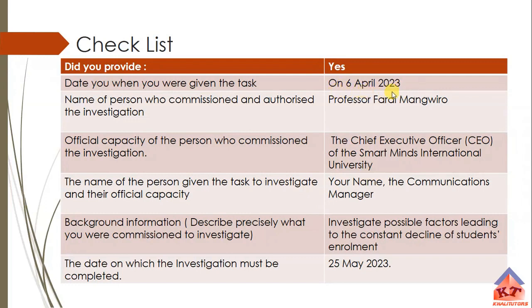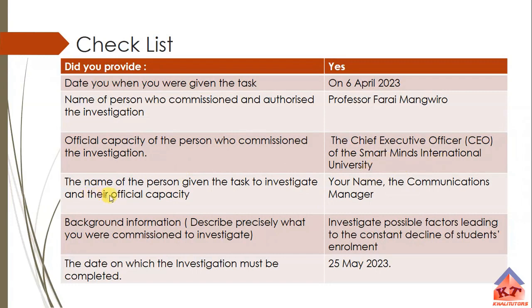This is a date that I actually chose. This was not provided in the background information. Secondly, you need to include the name of the person who commissioned and authorized the investigation. This was provided as part of your background information, and they told us that it is Professor Farai Manguiro. The official capacity of the person who commissioned the investigation, we were told Professor Farai Manguiro was the Chief Executive Officer of the Smart Minds International University.